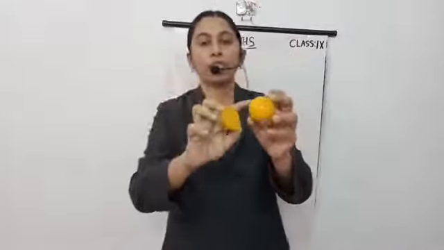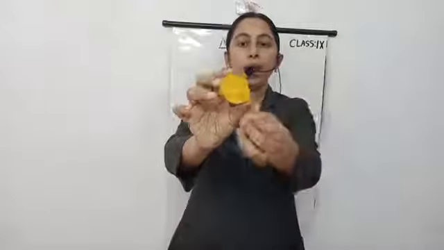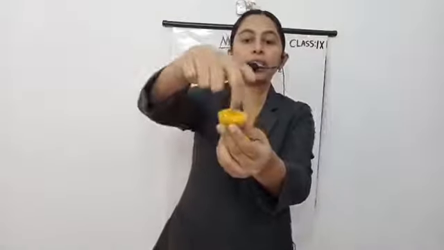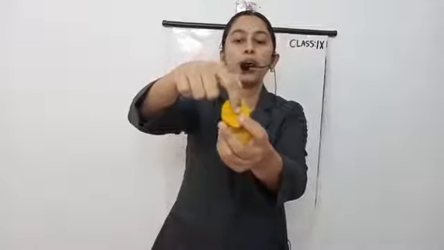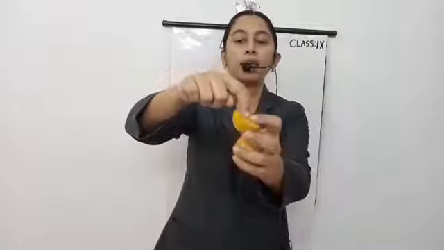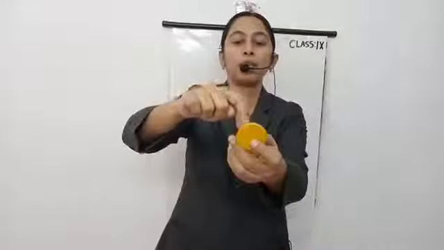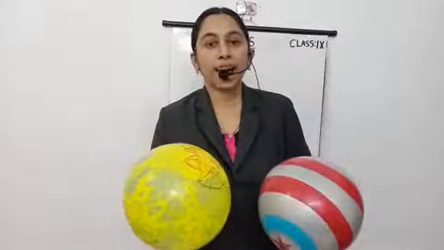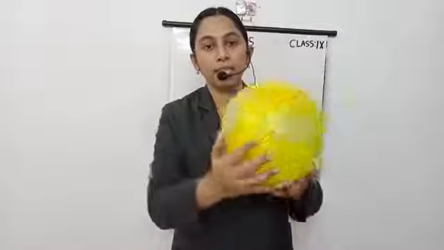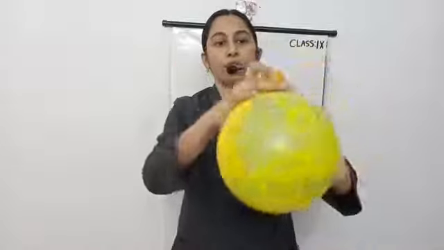So this is a hemisphere. Half of this sphere is a hemisphere. Now look here: inside there is a fixed point, and all points are at the same distance from this fixed point. So we get a sphere. A sphere is like the surface of a ball. Surface means this portion.